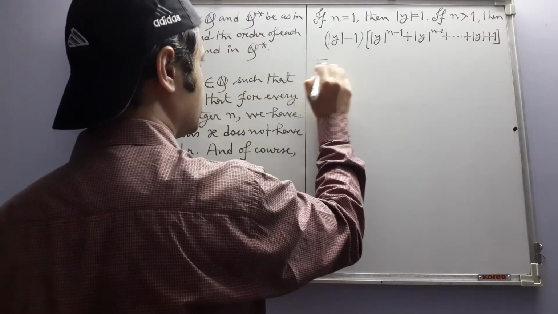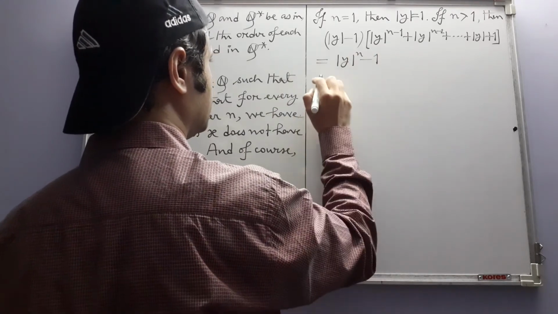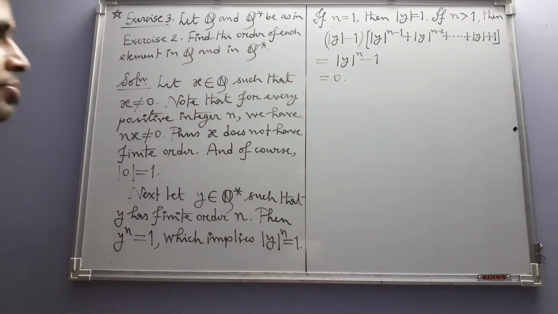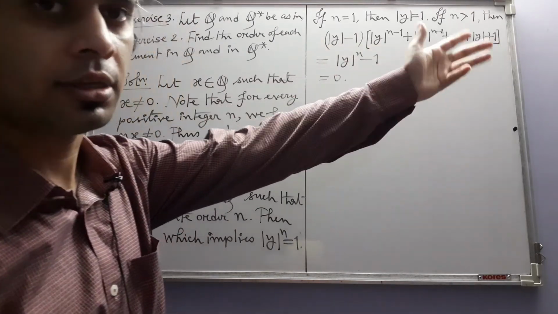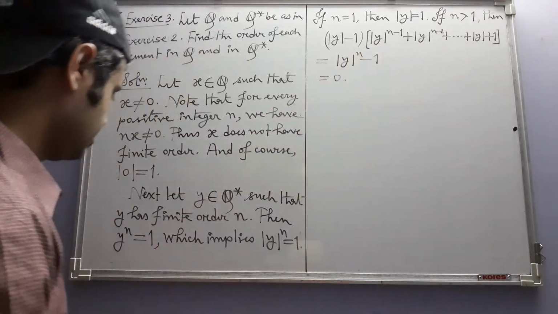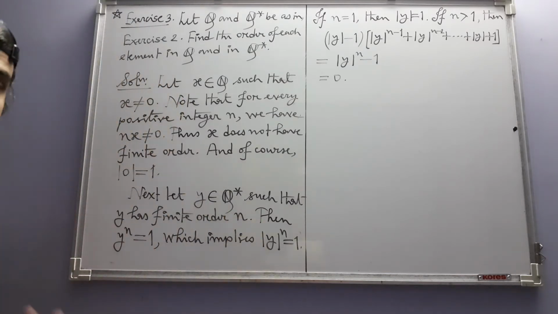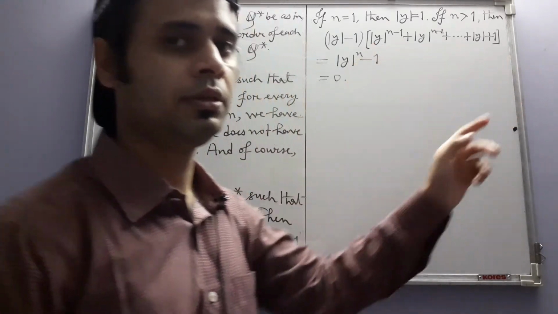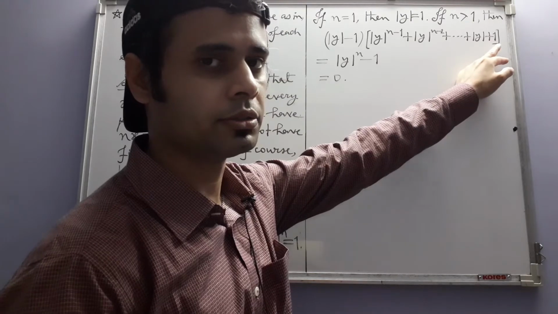This product is equal to absolute value to the power n minus 1, which is equal to 0. Okay, so that means this is a rational number, and that factor is also clearly a rational number, since y is a rational number. But note that because y is non-zero, absolute value of y is a positive rational number. So that means this sum cannot be equal to 0. And additionally you have plus 1 here also.